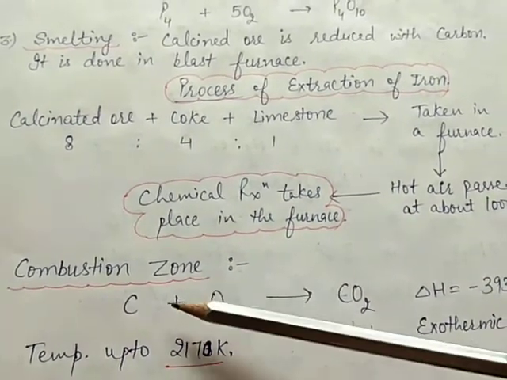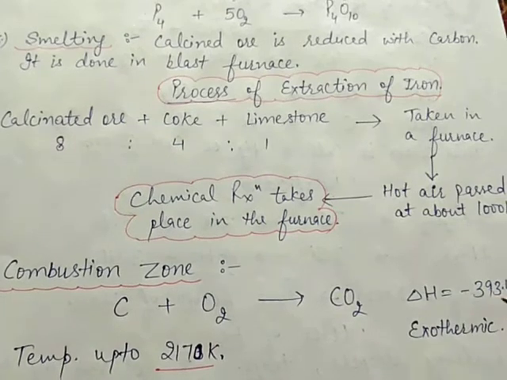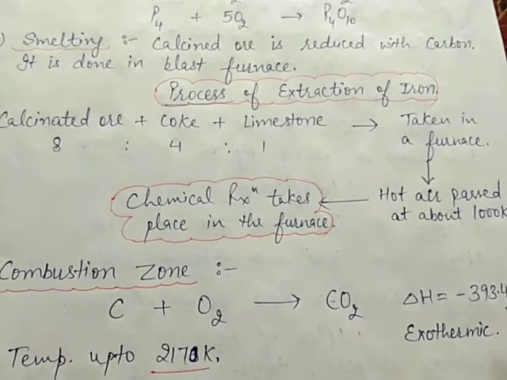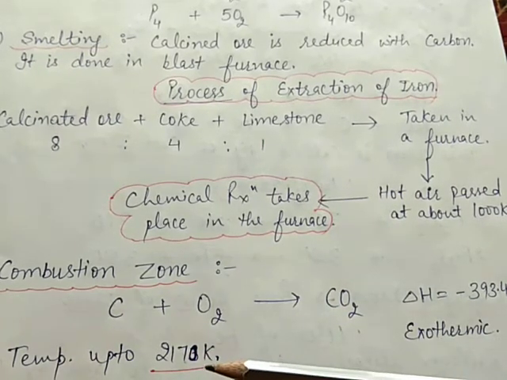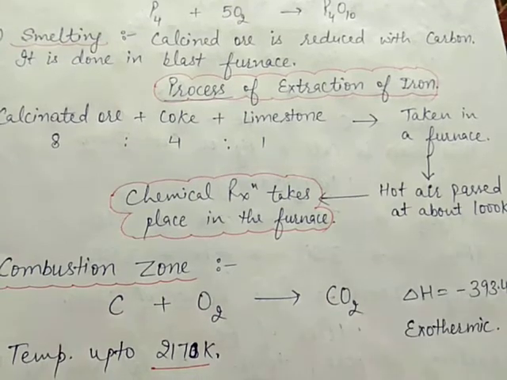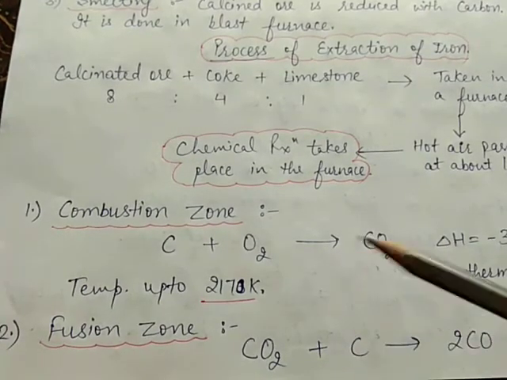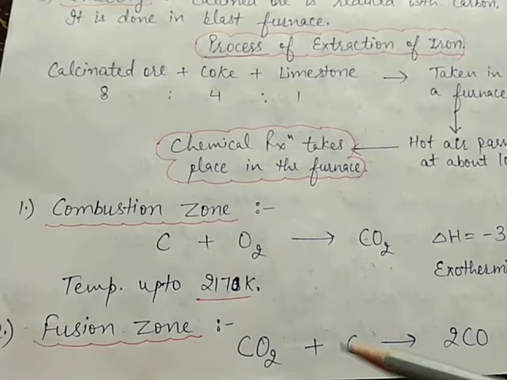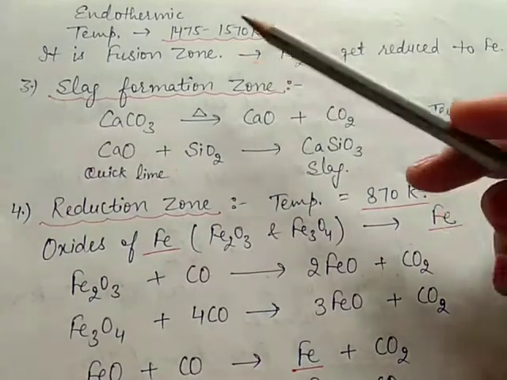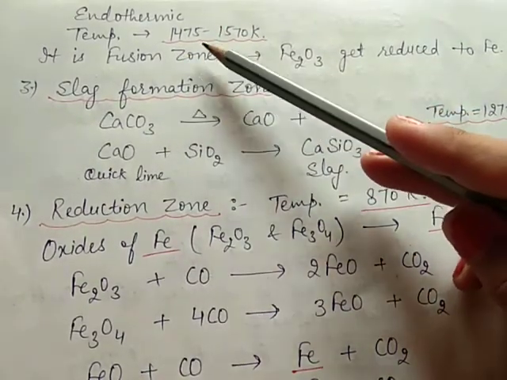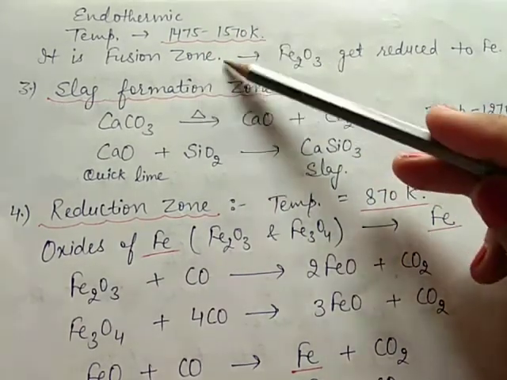First zone is the combustion zone. Here carbon in presence of O2 forms CO2, and here the enthalpy is minus 393.4 kilojoule per mole. This reaction is exothermic and the temperature range goes up to 2170. Now the next zone is the fusion zone. In this zone CO2 rises upward and reacts in presence of carbon to form CO. This is an endothermic reaction, and here the temperature range is 1475 to 1570 Kelvin. This is the fusion zone.